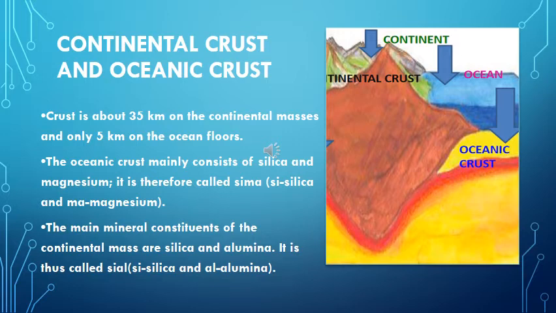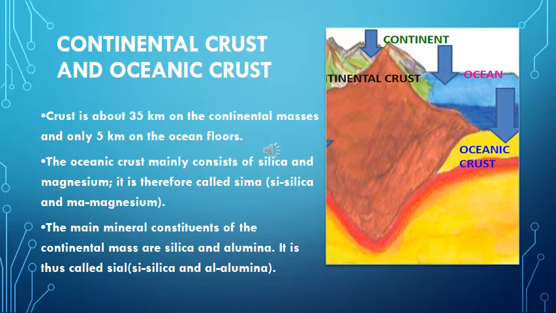Another difference is oceanic crust mainly consists of silica and magnesium. In chemistry, you will learn about chemical names and the periodic table when you start learning, and you will understand it. Silica in short form we call Si, and magnesium is known as Mg. Since silica and magnesium are present in oceanic crust, we call it SiMa.